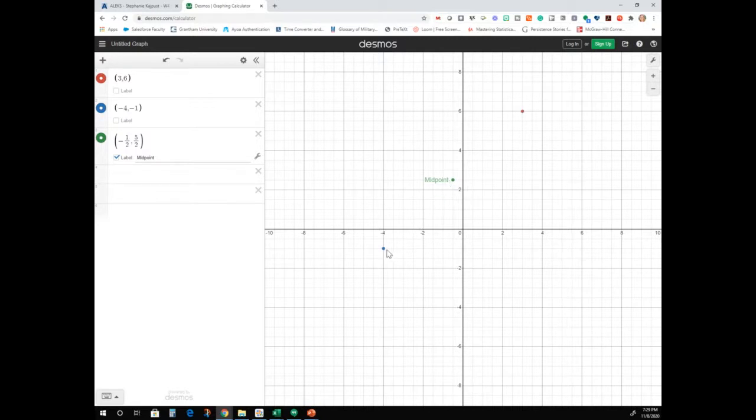If you used the distance formula to find the distance between one of the points and the midpoint, and then did the other one, the distance would be equal. And it should be equal because it's the halfway point. It's halfway between, so it basically divides that distance in two.